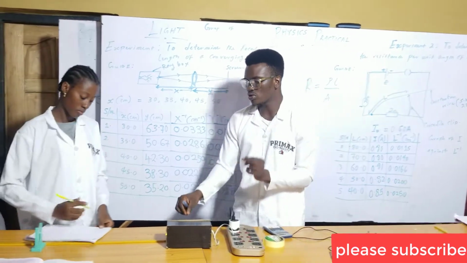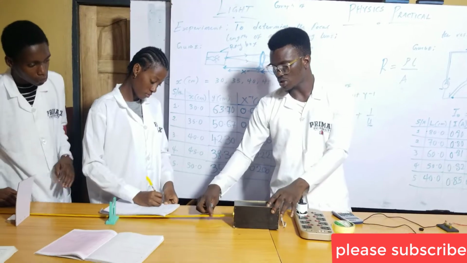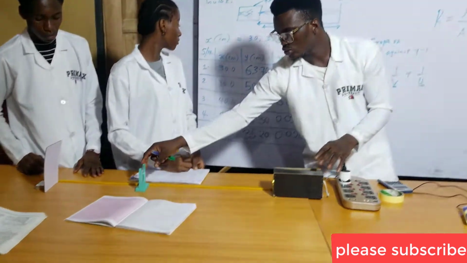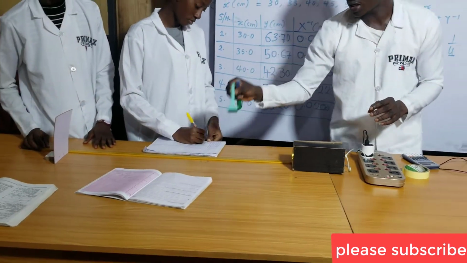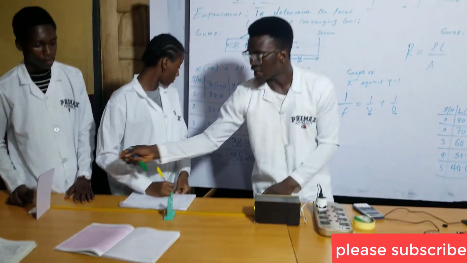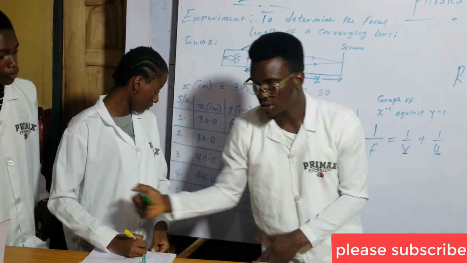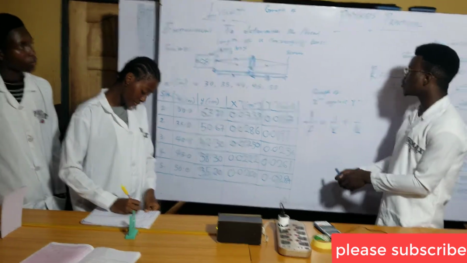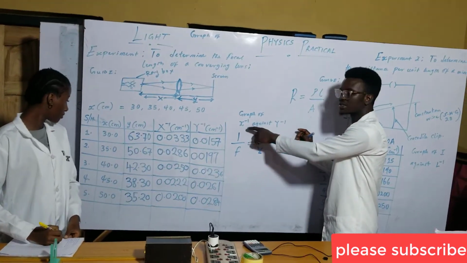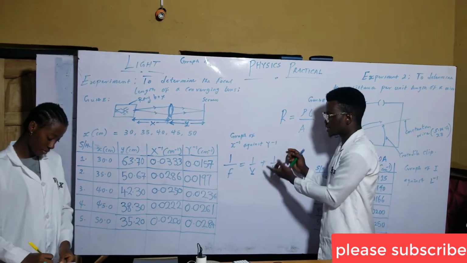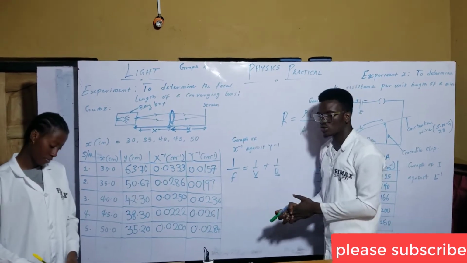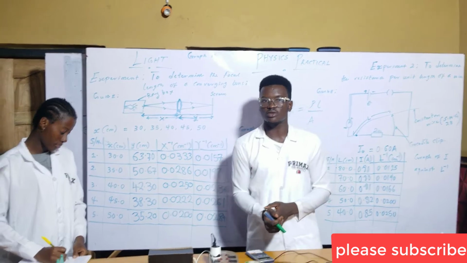So the only thing you need to do is when you get to the lab, take your meter rule, put it at 0 to the different mark. So your lens, you place it at the mark, then you start taking your screen until you see a clear-cut image. So that's what they have done here. And they will plot the graph of x inverse against y inverse. Then from there, they will look at the slope and perform the rest of the experiment.